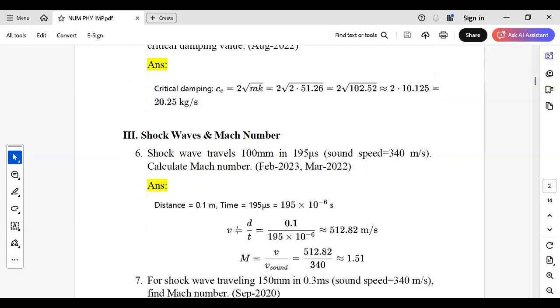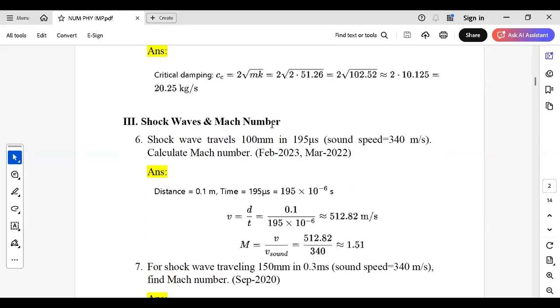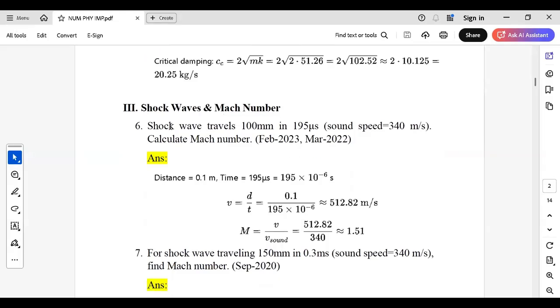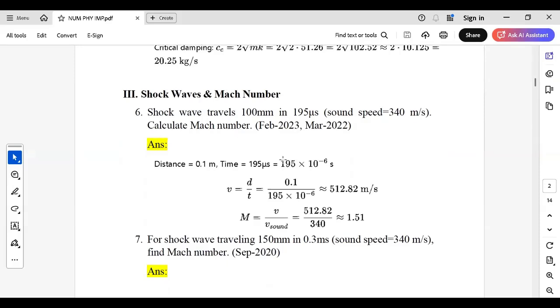Moving on to the next question, shock wave and Mach number. A shock wave travels 100 mm in 195 microseconds. The speed of sound, you know, is 340 meters per second. Then calculate the Mach number. What is the formula for the Mach number? M is equal to V by V sound. What is V? Velocity.